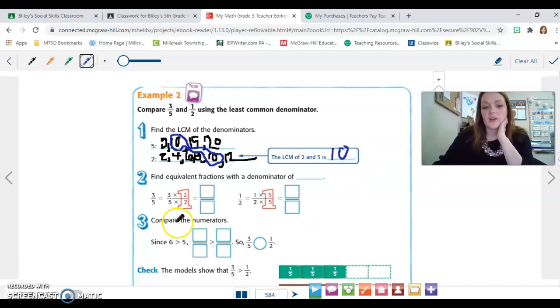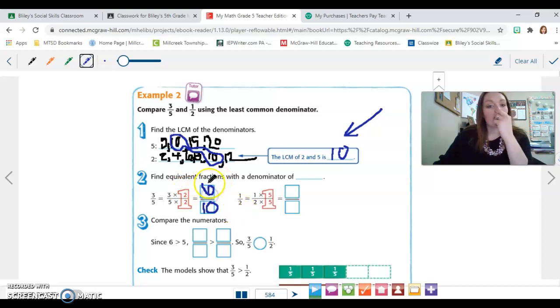So now what I need to do is look at my fractions that were given to me, and figure out what I need to multiply my denominator by to get 10. So we have 3/5. I need to times 5 by 2 to get 10. So 5 times 2 is 10. What I do to the bottom, I do to the top. So I'm now going to times my numerator by 2. 3 times 2 is 6.